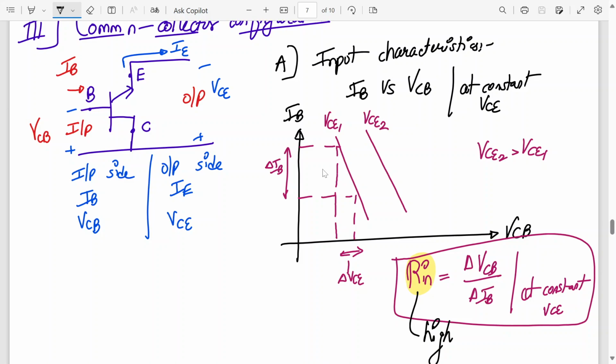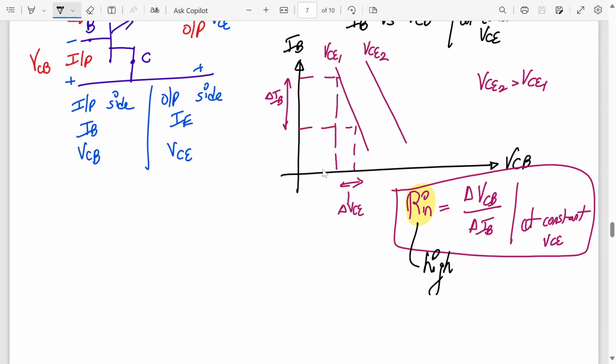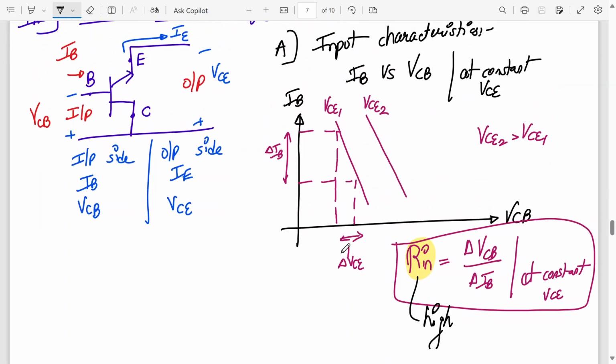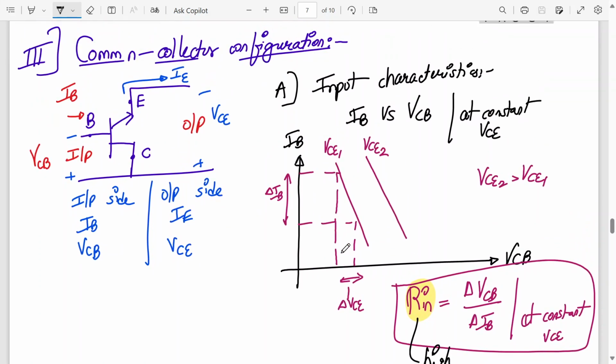Are you following? I'm not explaining the characteristics right now. I'm just noting it down so that you all can also note it down. I'll be explaining each of them in detail tomorrow. Right now, just keep it in your mind. It will have its own application. Input impedance is very, very high for the common collector configuration.